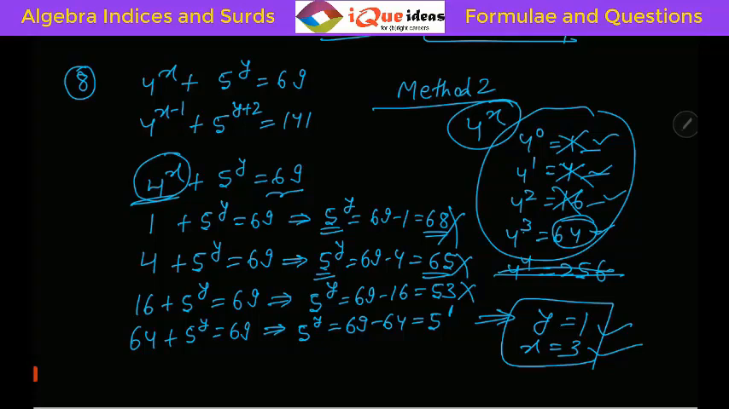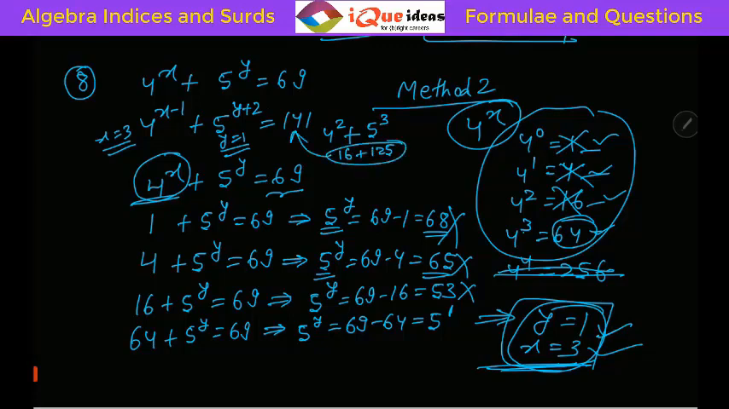Now you also need to check whether the second equation is satisfied by these values or not. If I put x equal to 3 and y equal to 1 in it, what will happen? Let's see. It will become 4 raised to 3 minus 1, that gives us 4 squared, and 5 raised to 1 plus 2, that is 5 raised to 3. Now 4 squared is 16, 5 cubed is 125, and the sum is 141. Right? So these values of x and y also satisfy the second equation. Hence, that is the correct answer. So you could also have used the second equation for this.